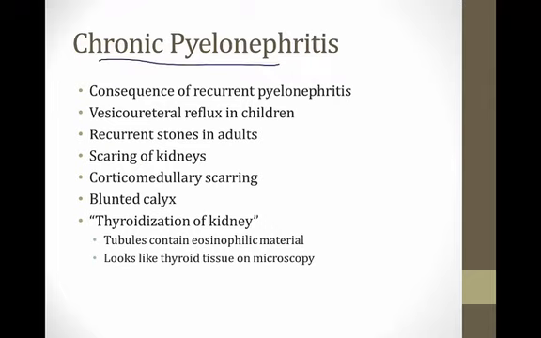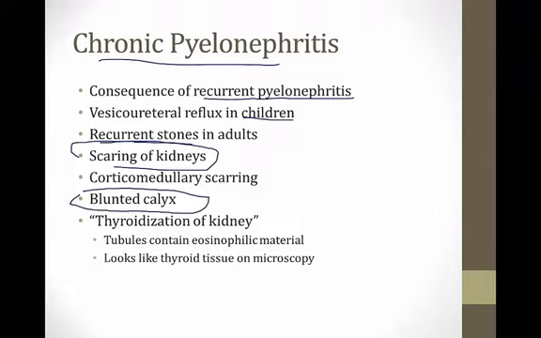So this is something that happens when you have recurrent bouts of pyelonephritis. Usually it occurs in children who have vesicoureteral reflux, and it can also occur in adults who have recurrent kidney stones. And these patients will get scarring of the kidneys. So the corticomedullary area of the kidneys will have scar tissue laid down. They'll also have something called blunted calyces. So let me tell you what I mean by that.